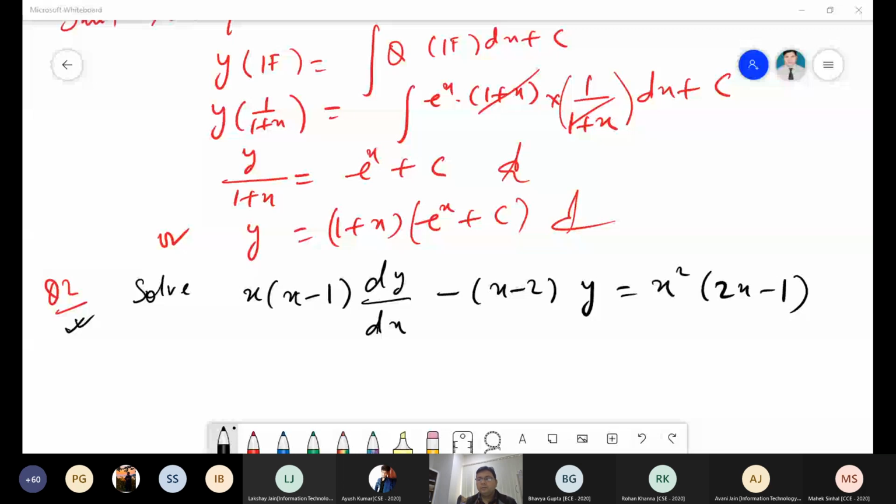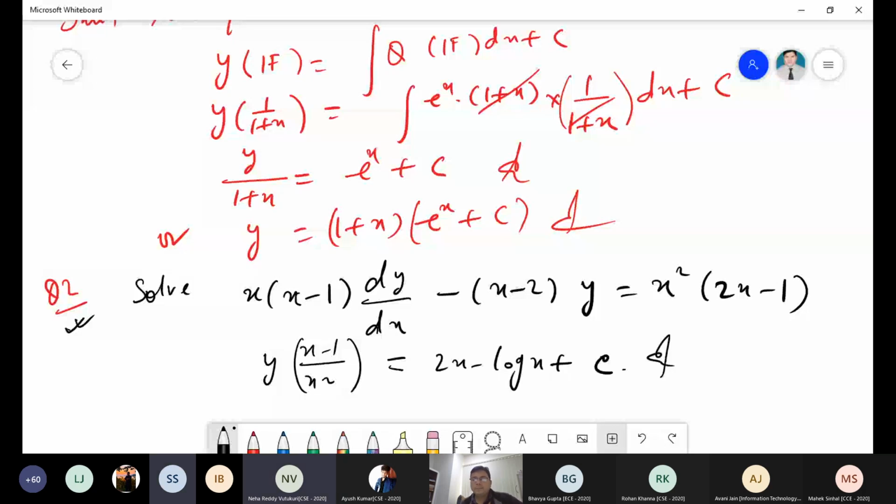So now who will answer? Okay, so many: Shubham, Neha Reddy, Yashwardhan, and Shubham. Okay, Neha, because you have raised your hand first. So Neha, what is the answer? y into x minus 1 by x square is equal to 2x minus log x plus c. Okay, y into (x minus 1) upon x square is equal to 2x minus log x plus c. This is the answer? Yes, sir. Okay, Shubham, is it the correct answer? Yes, sir.